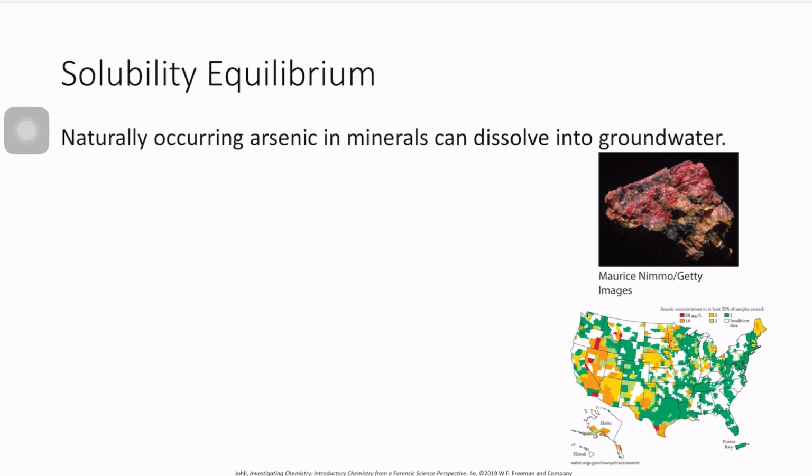So arsenic that occurs naturally in minerals can dissolve into the groundwater, and it does so as a sulfide. So we have arsenic sulfide in water. It can break up into arsenic ions and sulfide ions.